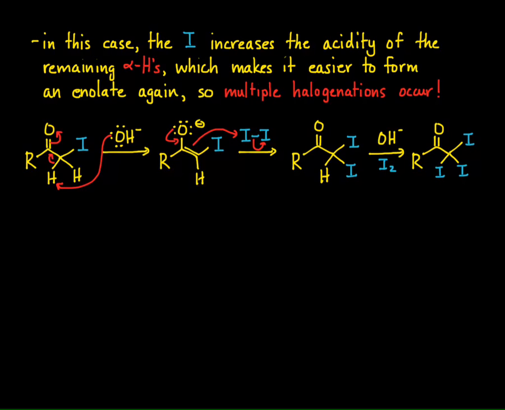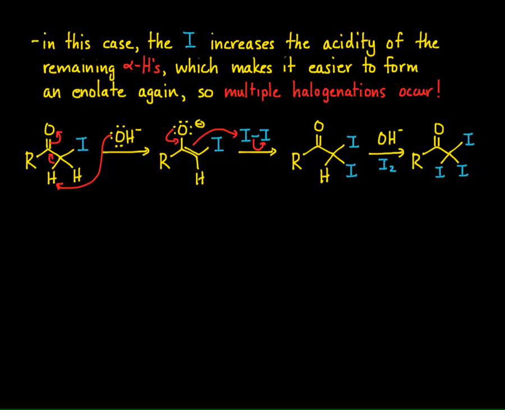Now, in basic conditions, oftentimes we don't halogenate because you get multiple halogenations. And if you think about it, if there was an alkyl group on the left side, I could get halogenations on that left side. So essentially all of the alpha hydrogens can be displaced by halogens in basic conditions. So notice in acidic conditions I get monohalogenation, but in basic conditions I get multiple halogenations.